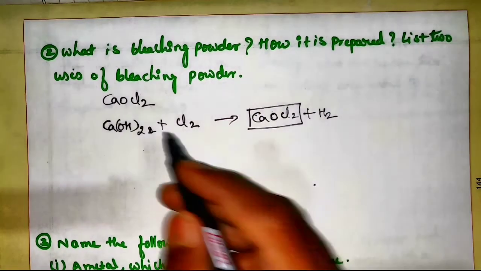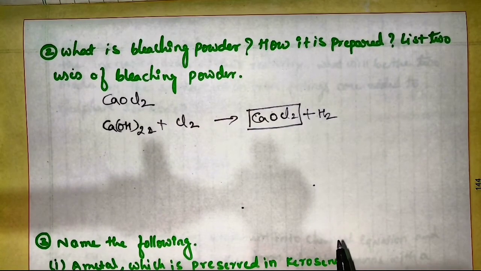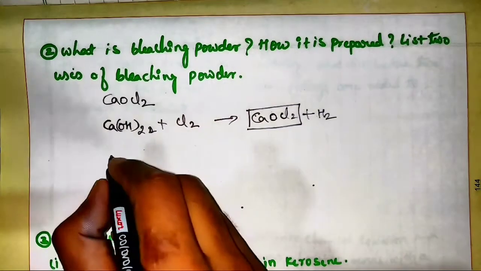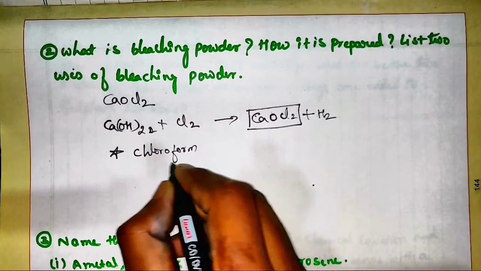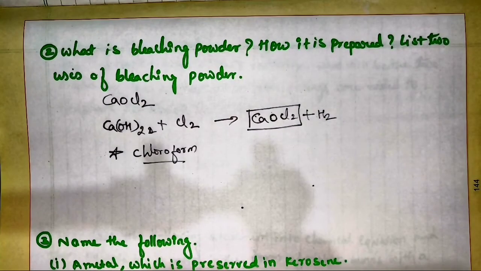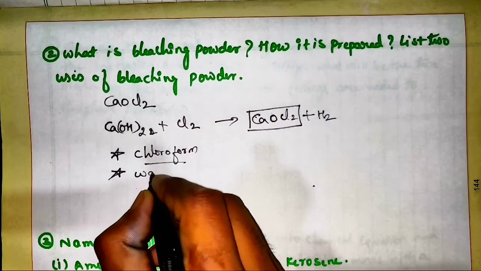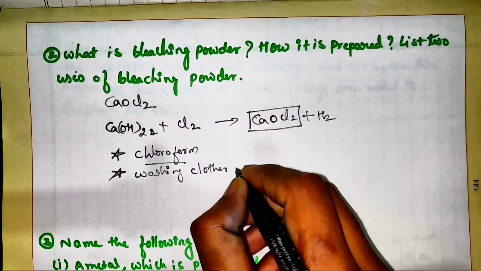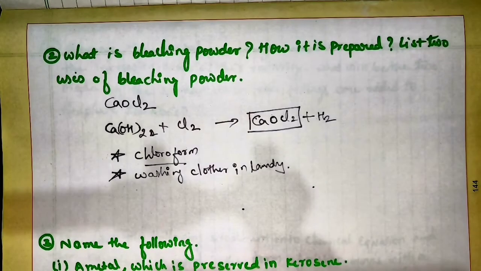Some uses: it is used as an oxidant in many chemical industries, and it is also used in the preparation of chloroform. It is also used for washing clothes in the laundry. It is used in the paper industries, etc.